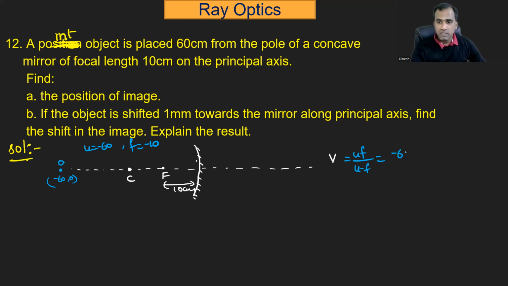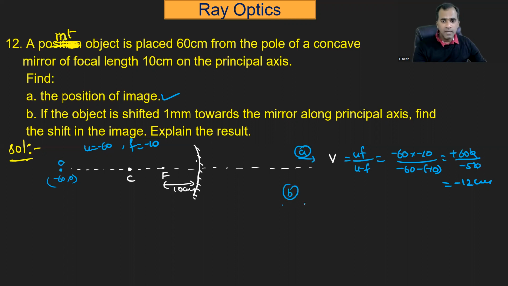So U is minus 60 into minus 10, divided by minus 60 minus of minus 10. Minus into minus is plus 600, divided by minus 60 plus 10, which is minus 50. So it is minus 12 centimeters. V is minus 12 centimeters. Okay, fine, we got it. V is there, U is there. So the first question is done. Let's do the next question.